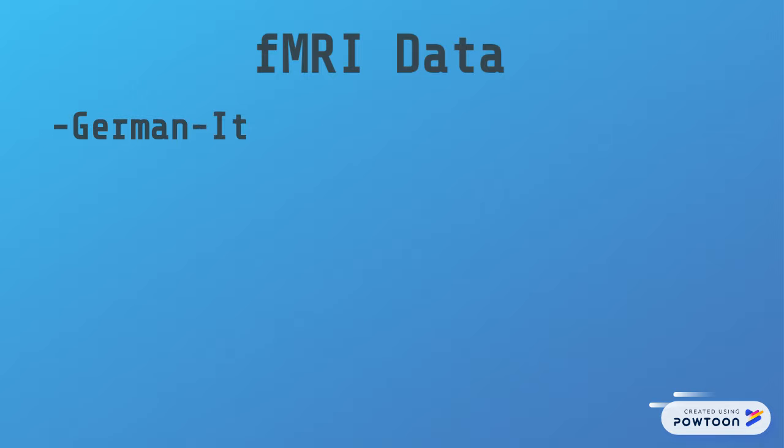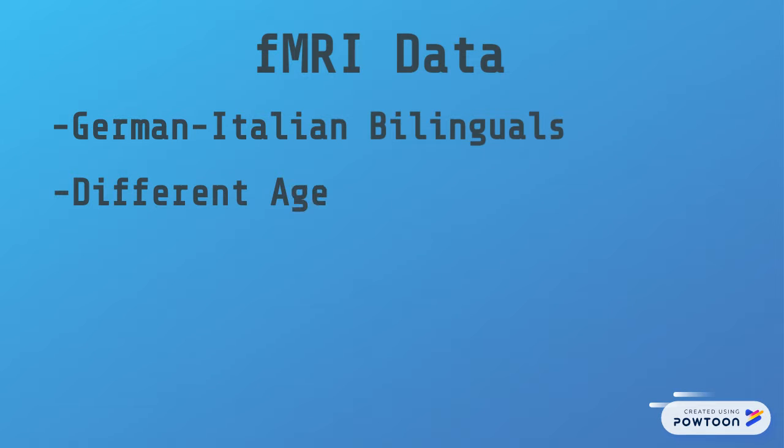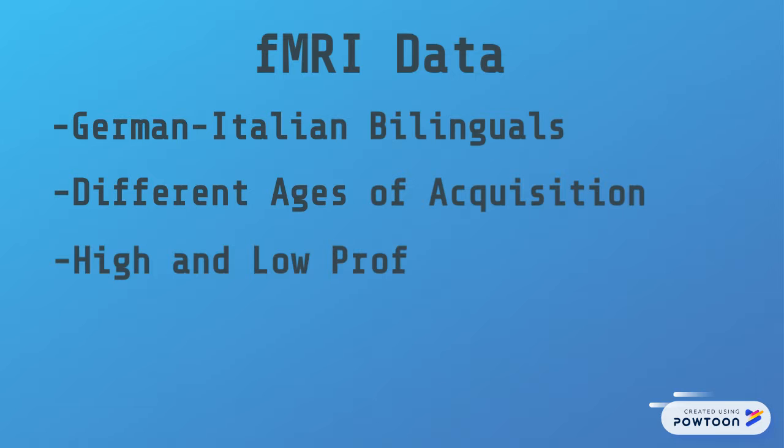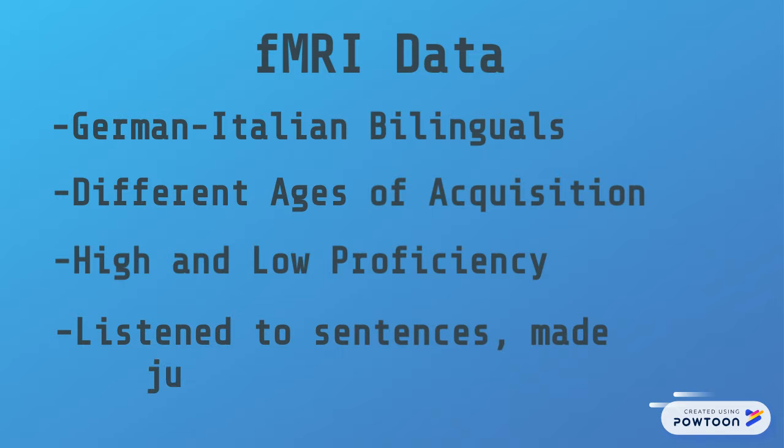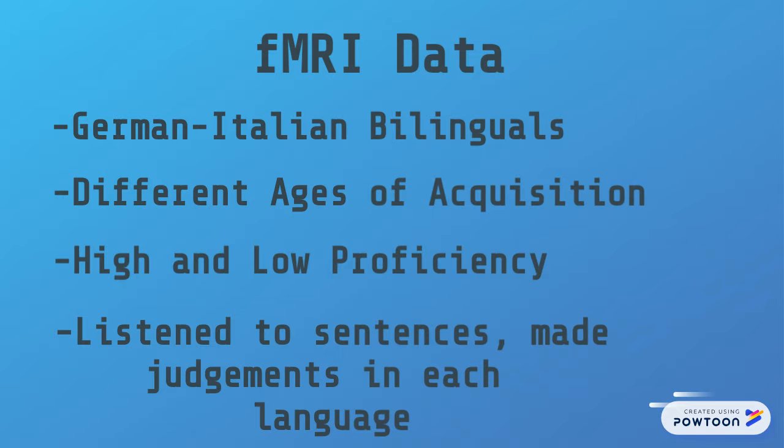Support for this theory comes from fMRI data from a different study performed by Wartenberger. This study took a look at several German-Italian bilinguals. The research participants acquired their languages at various ages. There were also participants of both high and low proficiency in German and Italian. During the study, the participants listened to sentences in each language and then were asked to make judgments in that language. While the participants were completing these tasks, an fMRI scan was administered.